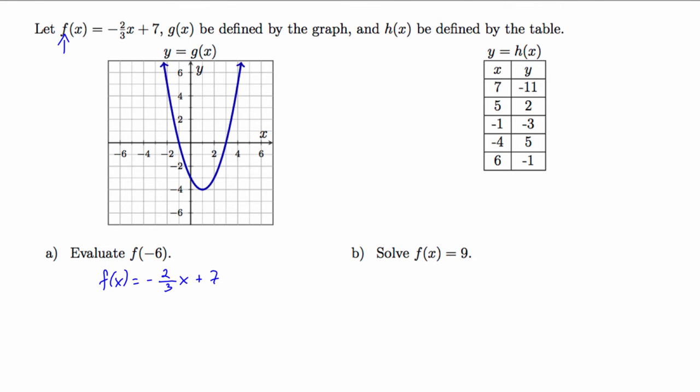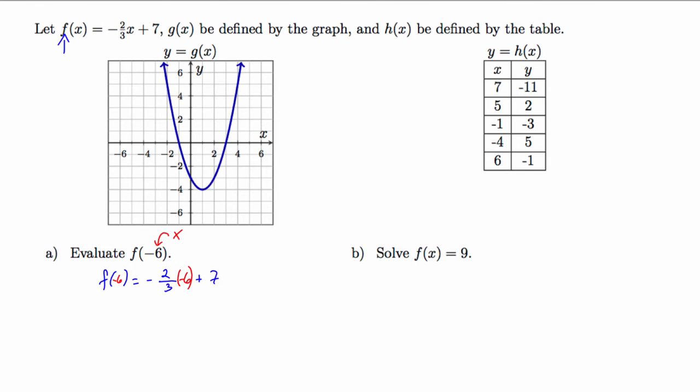Additionally, when we are asked to evaluate f of negative 6, we need to recognize that negative 6 is an x value. So in being asked to evaluate f of negative 6, I'm simply being asked to substitute negative 6 for all the x's in the function notation. When we substitute negative 6 for the x in the negative 2/3 x, don't forget to maintain your multiplication between the negative 2/3 and your x value. So f of negative 6 is negative 2/3 times negative 6 plus 7.